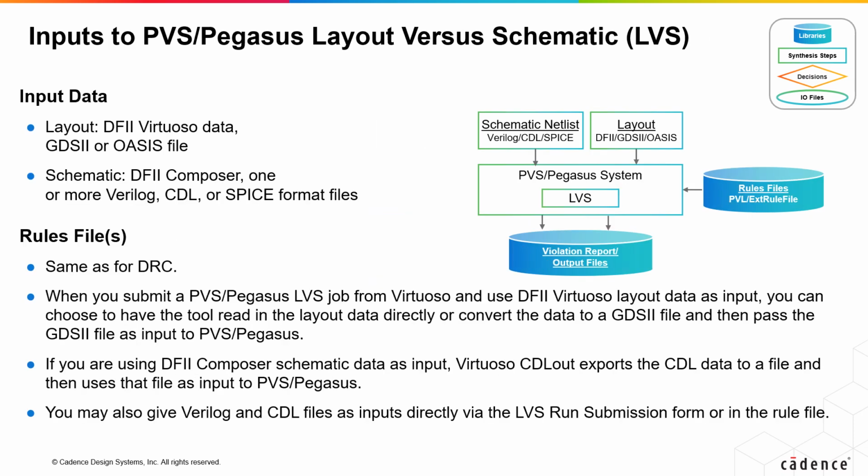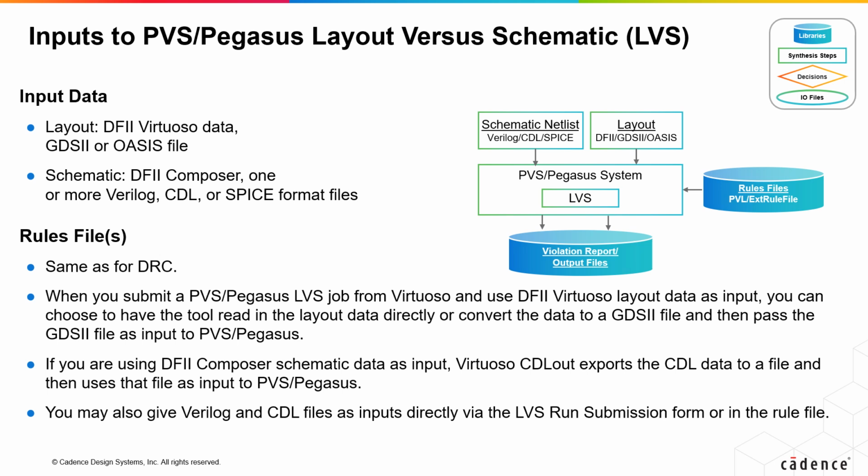LVS, layout versus schematic, is a process that involves extracting the devices, their parameters, and connectivity information from the layout data. The extracted data is then used to create a layout netlist, which can be compared to the schematic netlist to ensure that the layout design matches the original schematic. The layout netlist can also be input into a simulator for further verification.